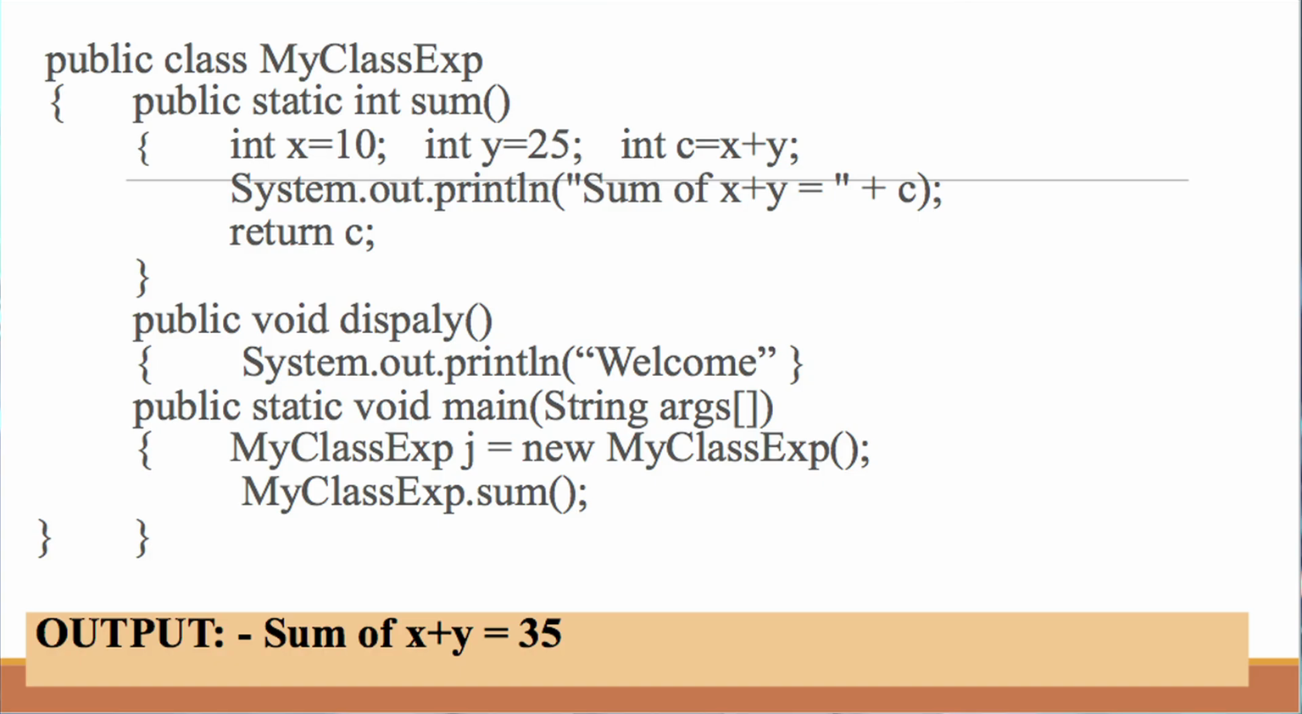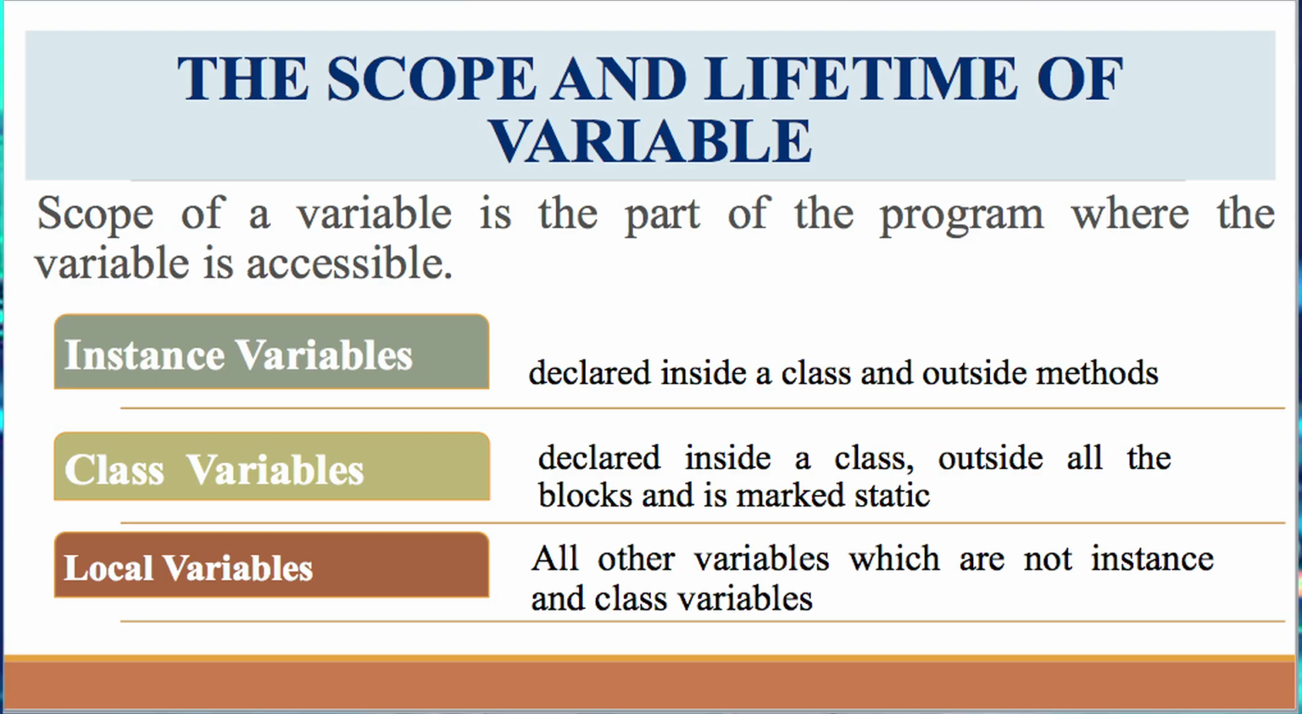You can execute it, one line is missing here. In the main the third line is j dot display. The display function is a part of this my class example, so that is why we write here object name then function name, but in case of the static function we just write the class name and function name. So this is the difference between normal function and static function. Now see the third part of this lecture, that is the scope and lifetime of the variable.